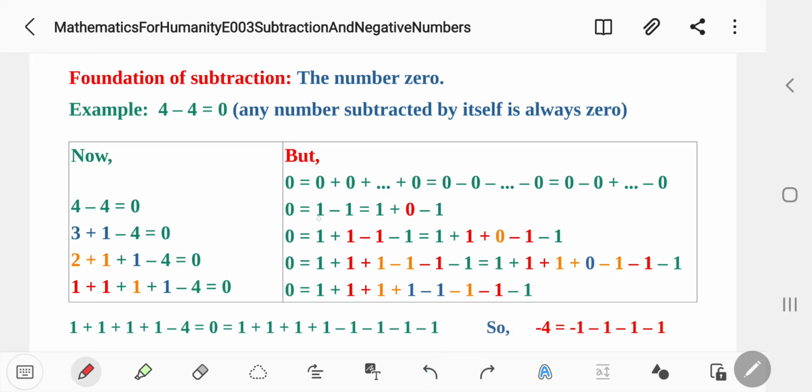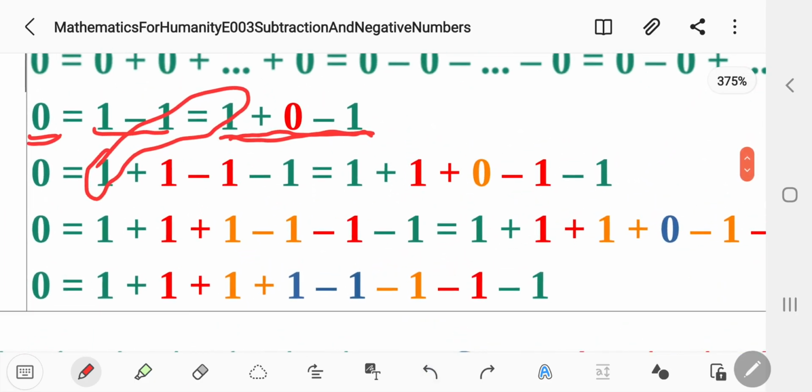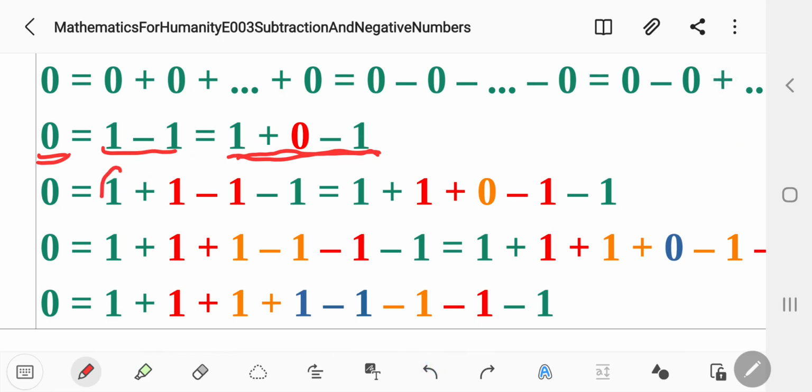Now, in the rule, when you subtract a number by itself, it's equal to 0. So we can write 0 here as 1 minus 1. And then this is just equal to this, 1 plus 0 minus 1, because 0 doesn't have an effect. If you add or subtract 0 to a number, it doesn't change the number, or it doesn't change the result, because 0 is 0. So you have 1 plus 0 minus 1 here. You can write 1 here. Let's make it bigger. Sorry. You can write 1 here.